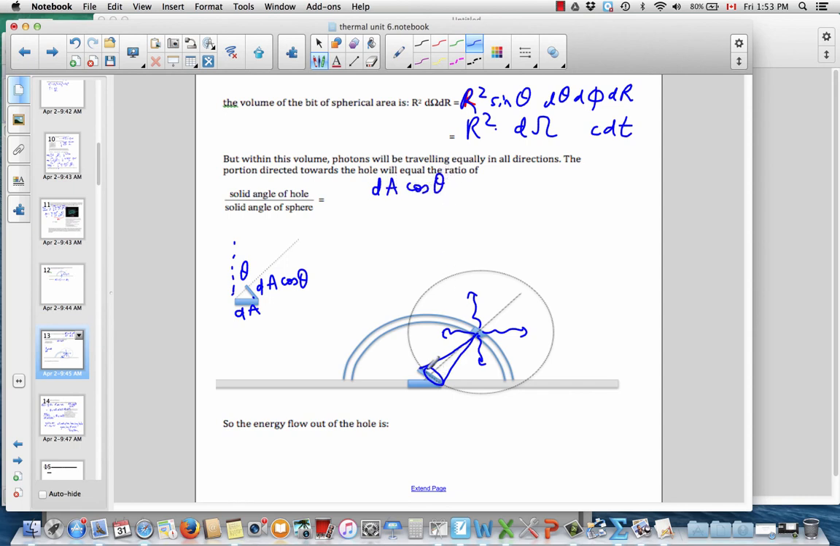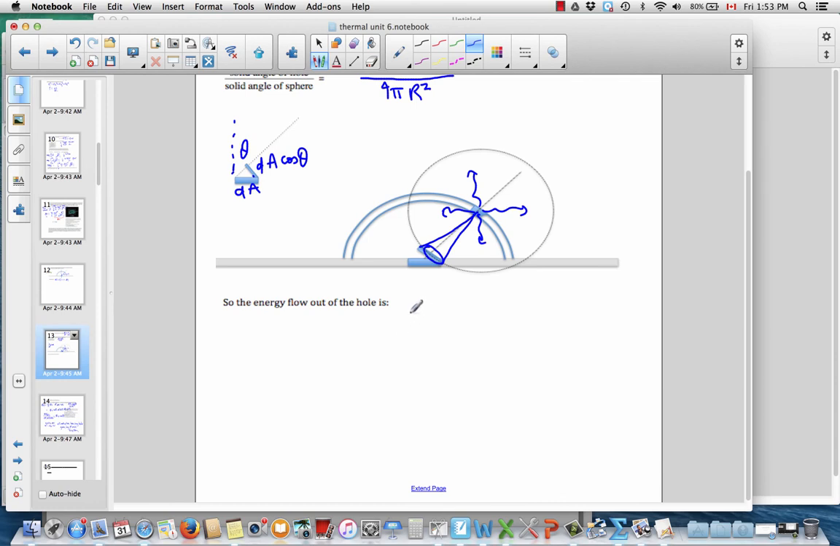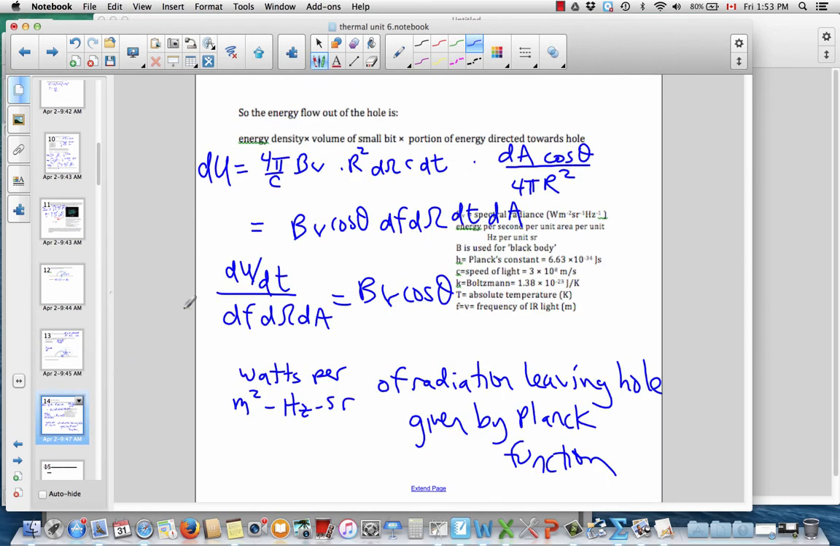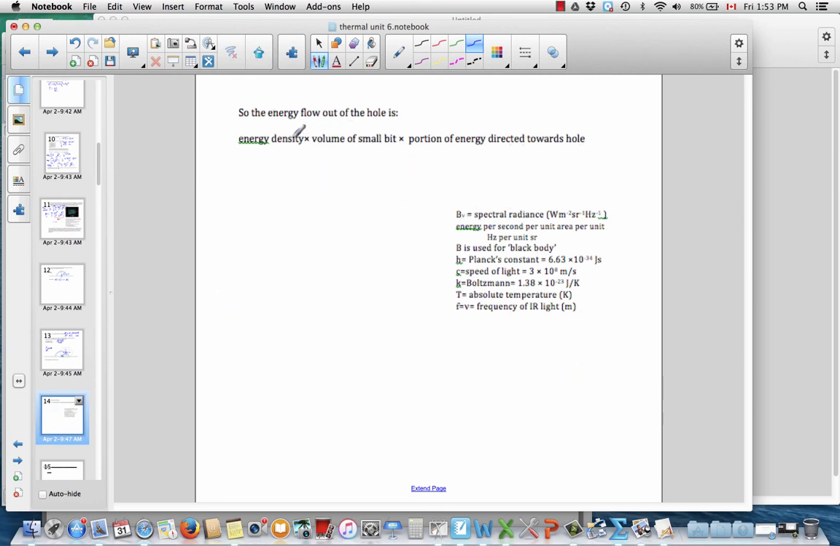So that's the amount of area on the sphere, and then the total area of the sphere is 4 pi big R squared. So this ratio gives you the ratio of the solid angles. And so now we could figure out how much energy is going to be reaching that hole. We're going to have to use the energy density. Okay, let's see, is this on the next page? Yes, here it is. Okay, clear all that off. So we're going to take the energy density, and then we're going to multiply by the volume of the small bit, and then the portion that's directed towards the hole.